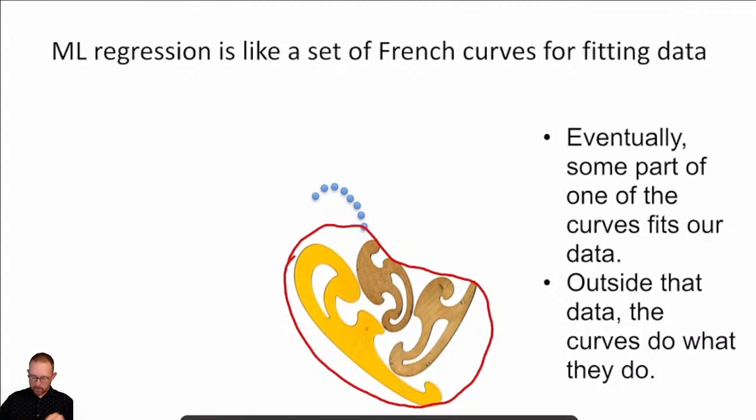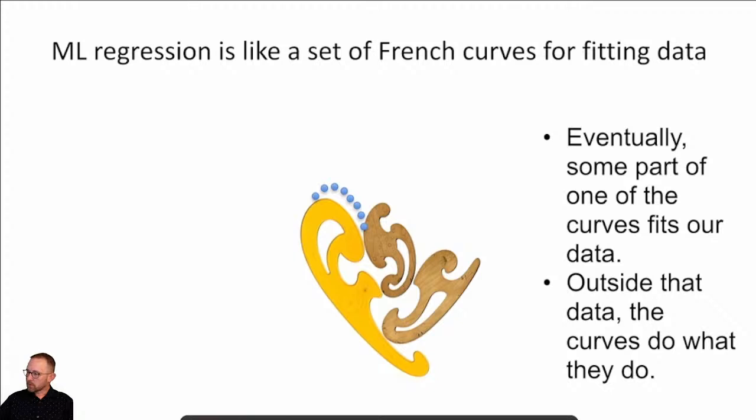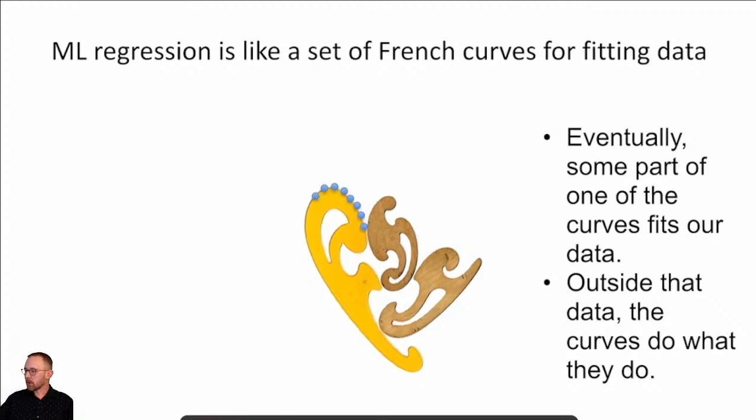So if we have these data points here that are the points we want to fit, then what we're trying to do when we fit a neural network is to take these French curves and then rotate them. Right? We're going to rotate and translate them until we find a part that fits, and now we can smoothly interpolate and predict in that region quite well.